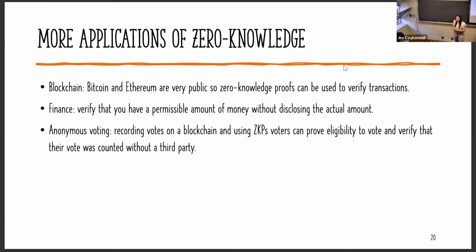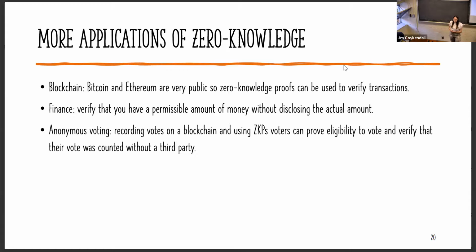The next way that this is used is in finance. So let's just say I'm applying for a mortgage. I want to prove to my bank that I make a salary in a permissible income bracket without disclosing the actual value of my income. So I can say, hey, you need me to be in this range for my mortgage. I'm there, but I'm never actually disclosing what the actual value is.